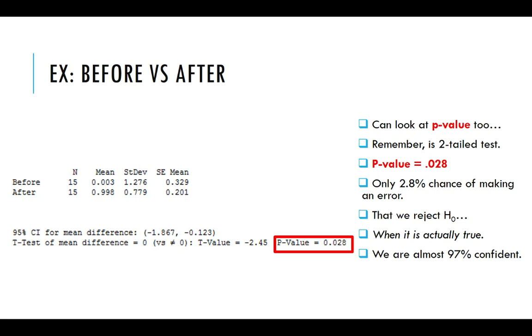So what this means is if there's only a 2.8% chance of making an error, then we're almost 97% confident. But what was my level of confidence that I wanted? I wanted 95% confidence. So guys, have we cleared the bar? Does our p-value help us here? I wanted to be 95% confident. I have a result that is just about 97% confident. So yeah, I can say we can reject the null hypothesis. My p-value tells me that.